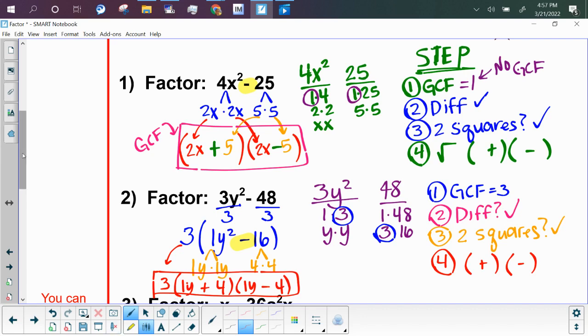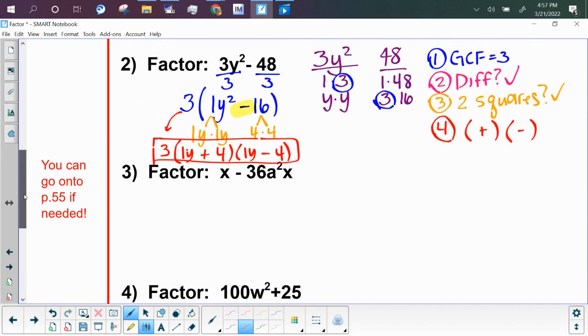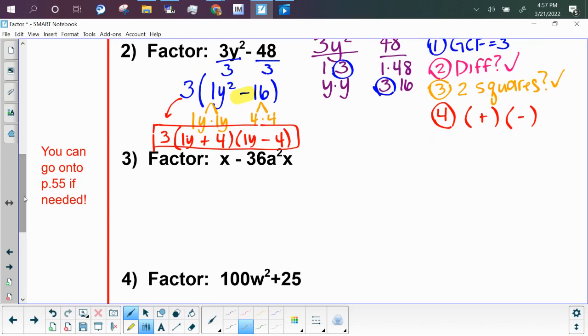Okay. So if you ran out of space on page 54, you can go to page 55. You don't have to, but you can. We're going to keep going. So step 1, just like always. Actually, you know what? Pause, write down your steps right now next to your problem. You should know these steps now.